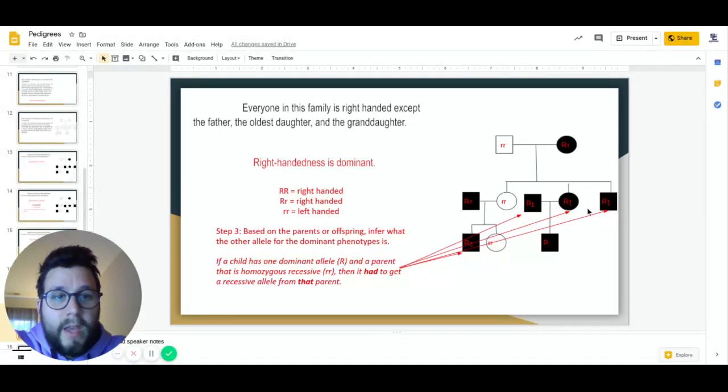So they all got their capital R from who? They all got it from mom. Now, the other allele had to come from dad. The only thing he could give is a lowercase recessive r. So they're all heterozygous. Now, this kid here, I believe it's Patrick. So Patrick got a capital R from who? Could be mom or dad. So what's the second allele? We don't know.